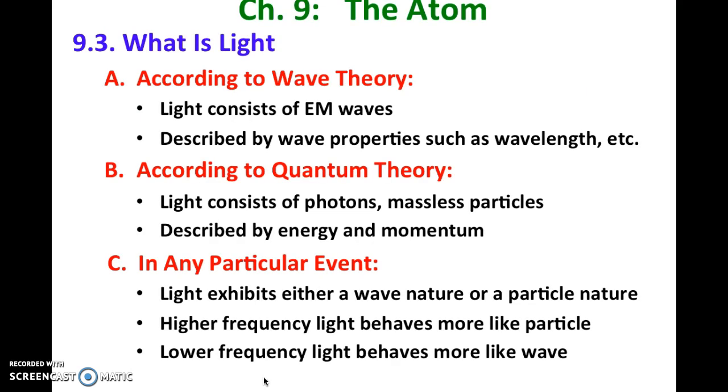According to the wave theory, light consists of electromagnetic waves described by wavelength, frequency, and so on. According to the quantum theory, light consists of photons, massless particles described by energy and momentum. Therefore, light has dual properties, i.e., both wave and particle features. In a particular event, low-frequency light behaves more like a wave, such as radio waves and microwaves, while high-frequency light behaves more like a particle, such as X-rays and gamma rays.